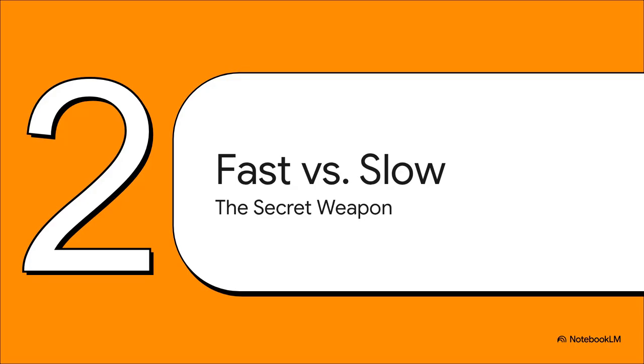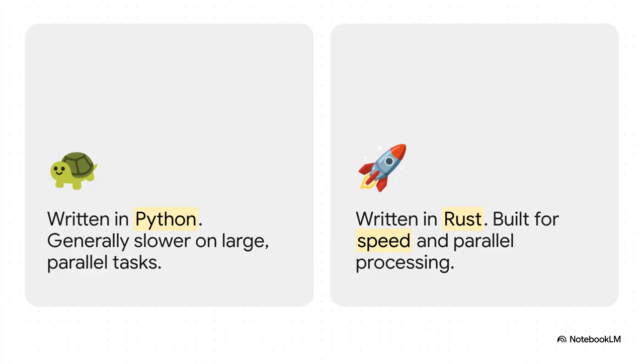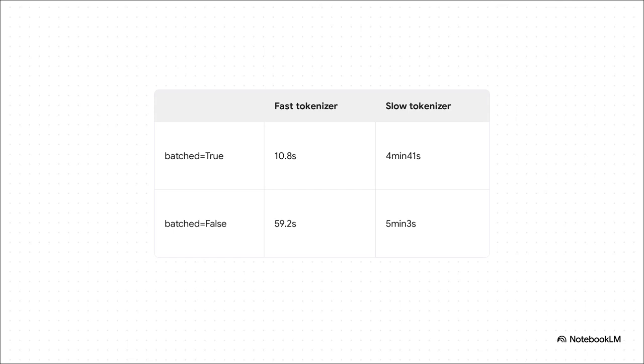Well, the secret, the key to this whole thing, it all comes down to a really important difference between the tools that create these tokens. So you've got 2 main players in this game. On one side, you have your slow tokenizers, usually written in Python. And then on the other side, you have the heavy hitters, the fast tokenizers, written in a super high-performance language called Rust. And wow, this chart really shows you why they get the name fast. I mean, look at this. To process a huge chunk of text, the fast tokenizer does it in under 11 seconds. The slow one, almost 5 minutes. That's not just a little faster, that's a whole different league.